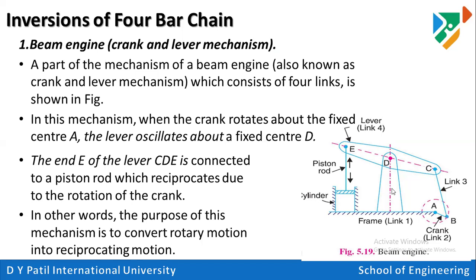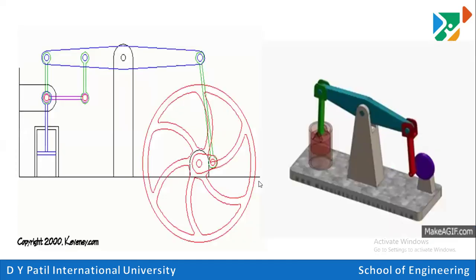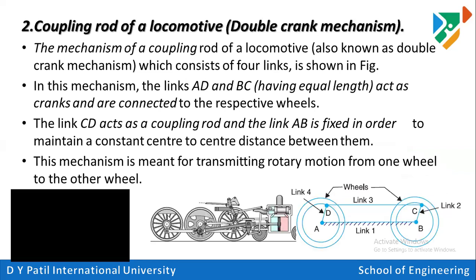Number of pairs associated with these are three turning pairs and one sliding pair. So number of pairs are four, number of links are four. So degree of freedom is one. So with the help of this beam engine, we are achieving rotary motion into linear motion. Rotary motion will get converted into linear motion. That is the basic working principle of the beam engine, which is also known as crank and lever mechanism. So this is the arrangement of the beam engine, how the motion will get transferred from rotary direction to linear direction. Then next part we have coupling rod of locomotives.